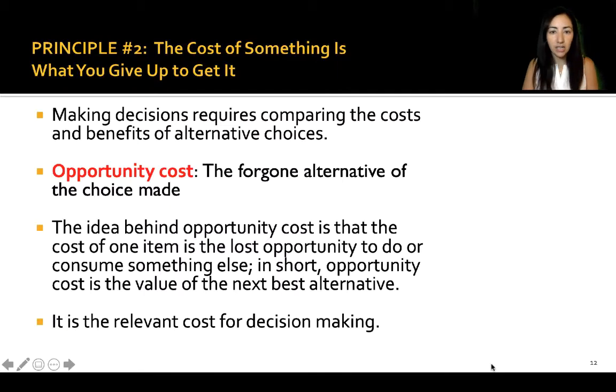Principle 2, the cost of something is what you give up to get it. This is the key principle in economics, and it introduces us to one of the most important costs of economics, and that is the opportunity cost. Making decisions requires comparing. Okay, we're starting over.